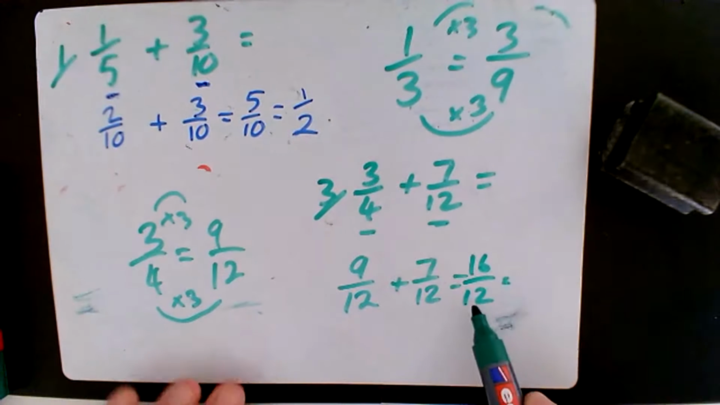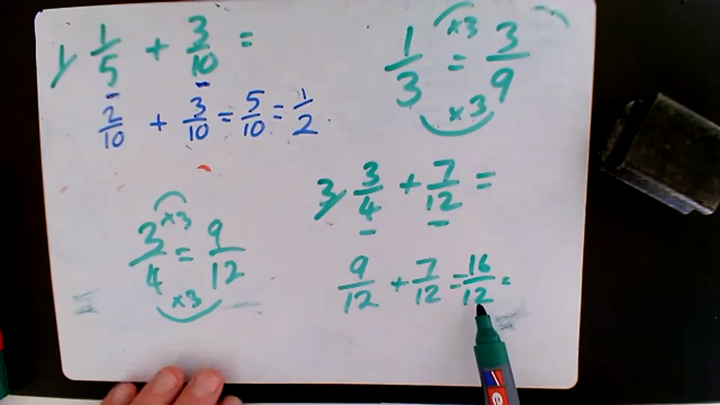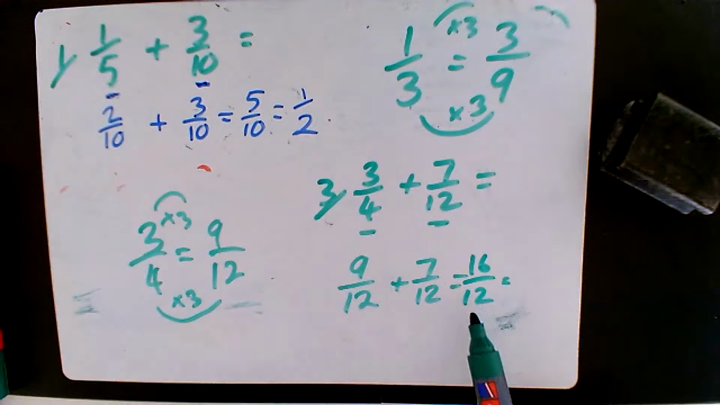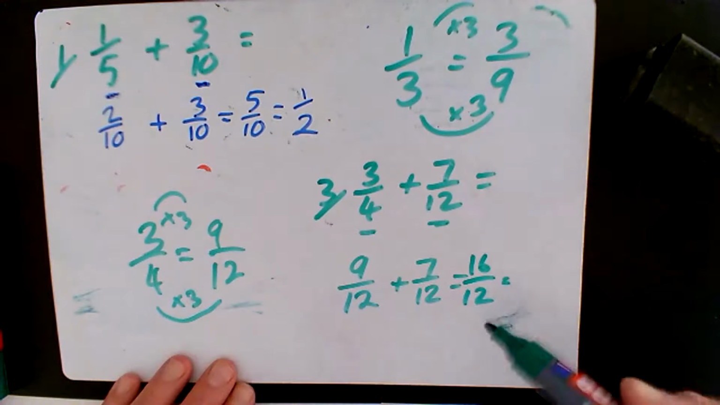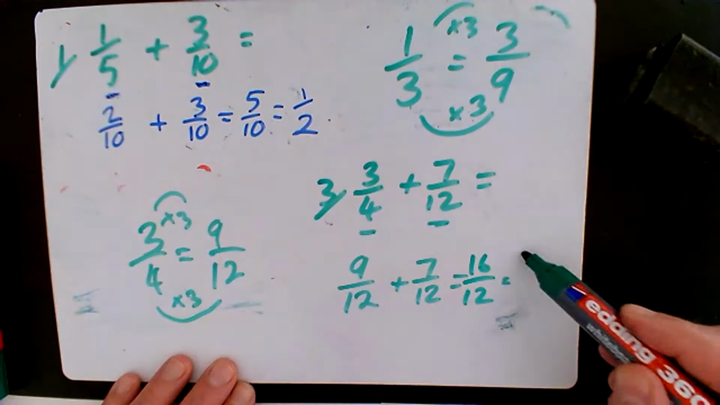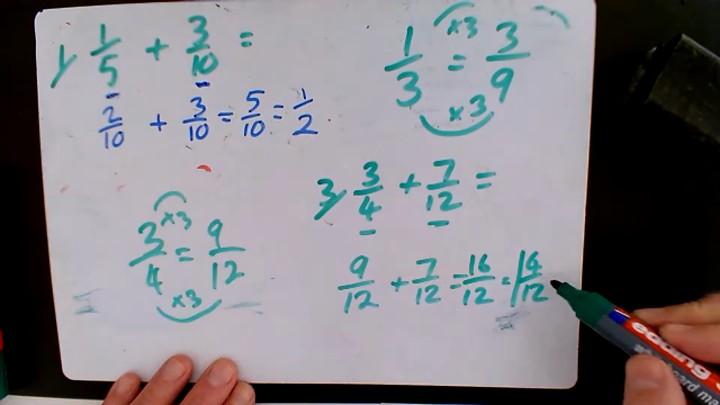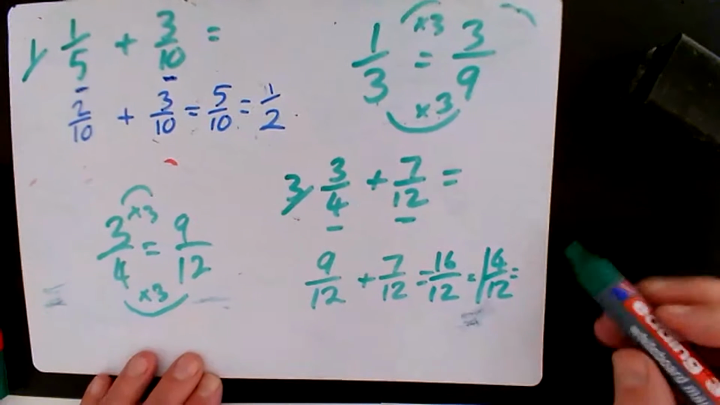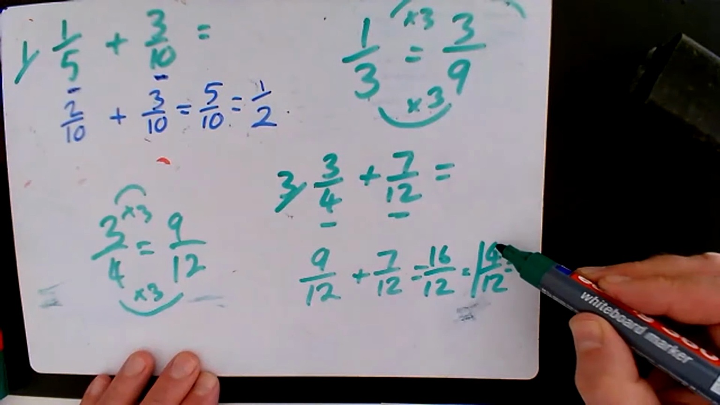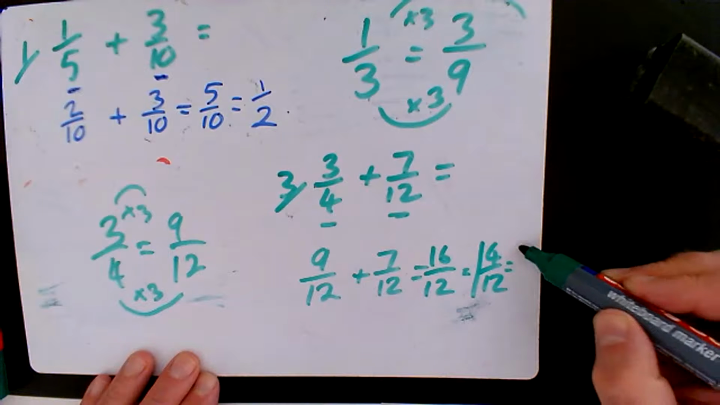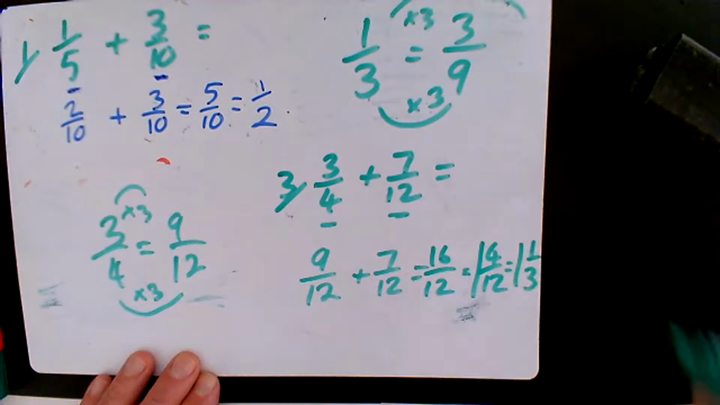16/12. Now, what am I left with? I'm left with an improper fraction. I don't want that. I want to turn that into a mixed number. How many 12s are in 16? 1 remainder 4, so 1 and 4/12. And I can even simplify that 4/12 into 1/3, so that becomes 1 and 1/3.